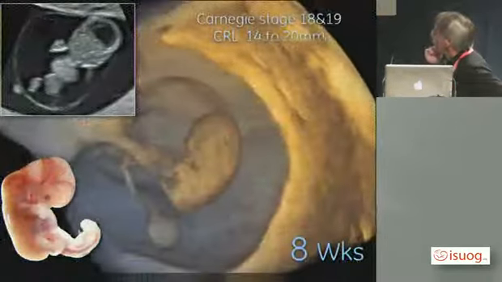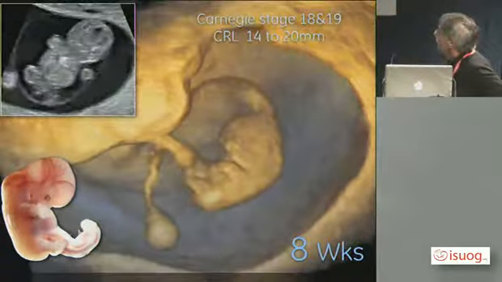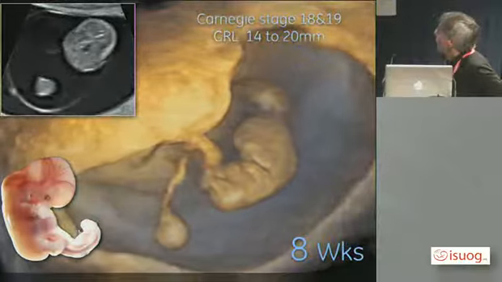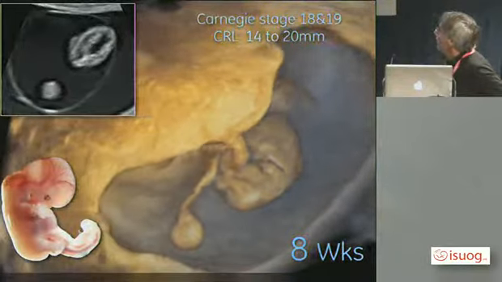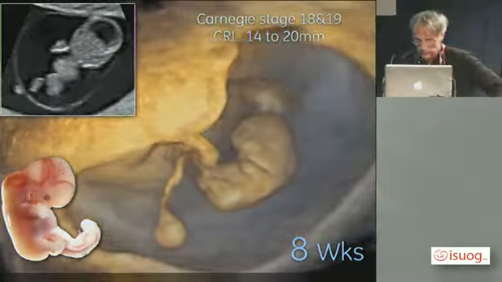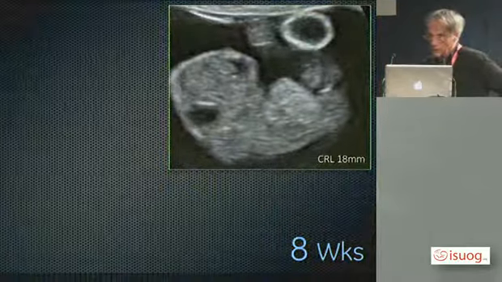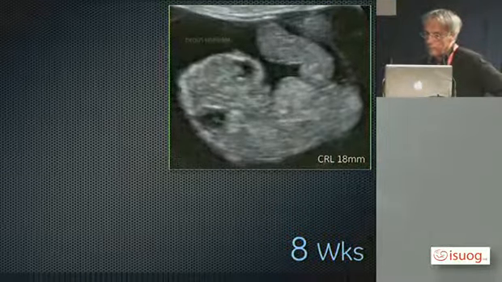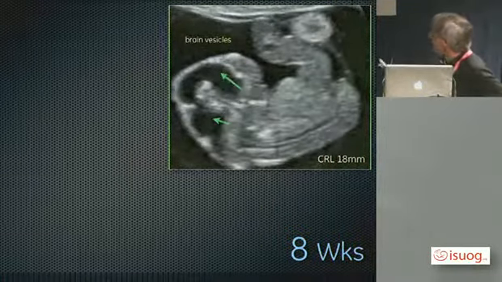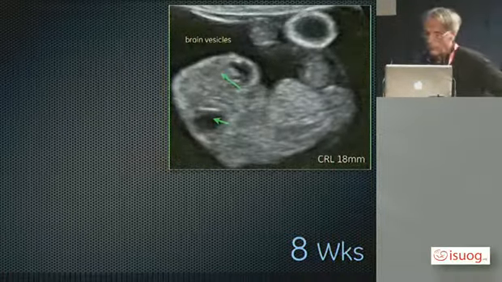Now we move to 8 weeks. The spine, the heart, the limbs, a black part inside the brain. This is normal. It's a brain cavity. Sagittal view with the brain vesicles, the brain cavities, the developing brain, and this is normal. If you don't see this, maybe there is a problem.